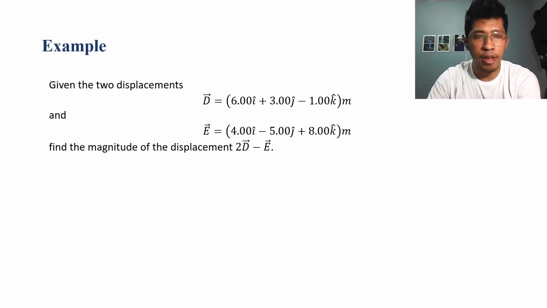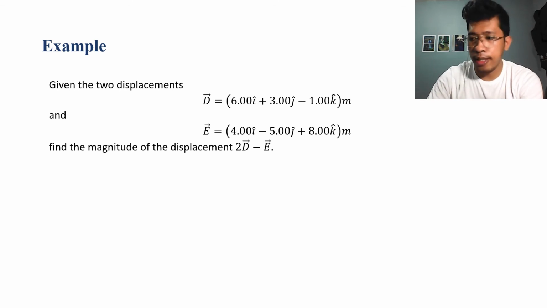Let us have an example of addition of vectors using unit vector notation. Given the two displacement vectors D of 6i hat plus 3j hat minus 1k hat meters, and vector E of 4i hat minus 5j hat plus 8k hat meters, find the magnitude of the displacement 2D minus E. Again, here we are given two vectors, D and E, and we're asked to find the magnitude of the displacement 2D minus E.